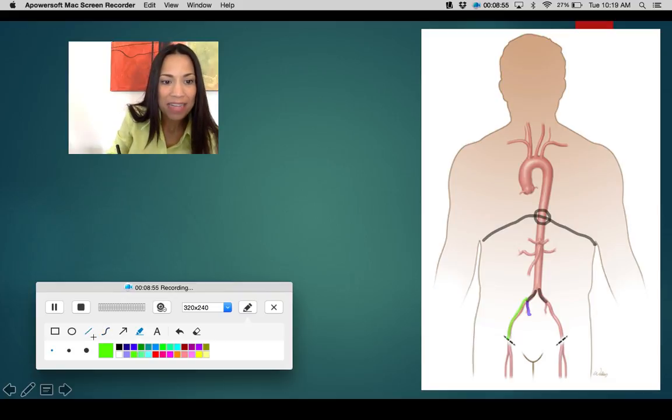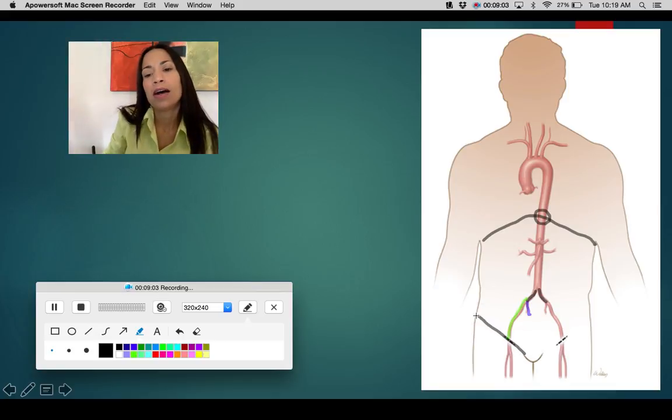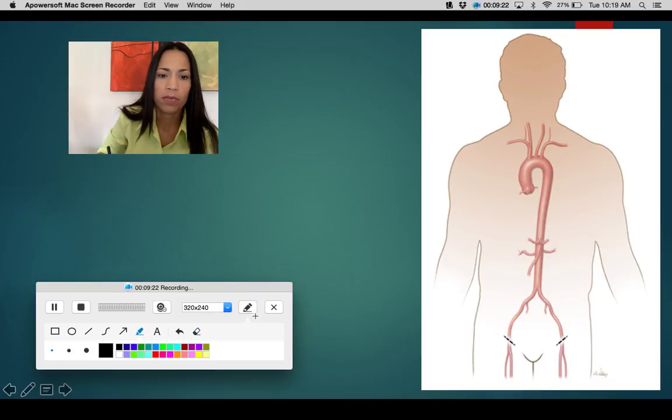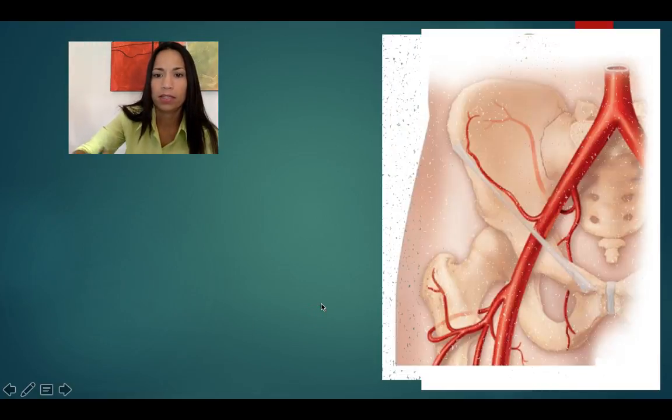So it passes, and I hope you remember this, another anatomical surface anatomy landmark. It passes under the inguinal ligament. Remember the inguinal ligament? That is the ligament between the anterior superior iliac spine and the pubic tubercle. Okay, so let's follow that artery. I'm gonna erase this and let's go to the next image.